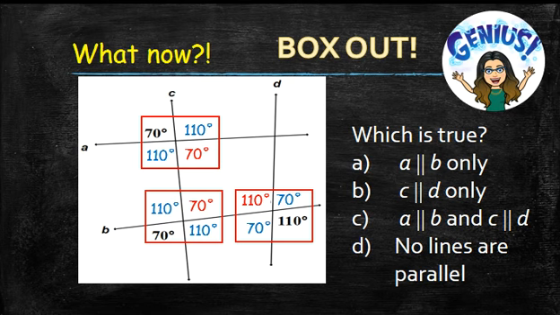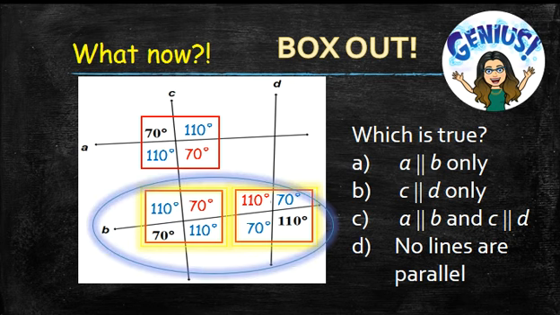Same driver means parallel. I circle the two boxes that have the same driver. This makes our pool party, which means C and D must be parallel.